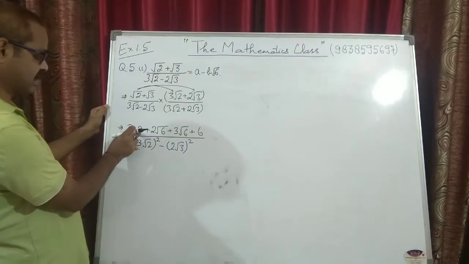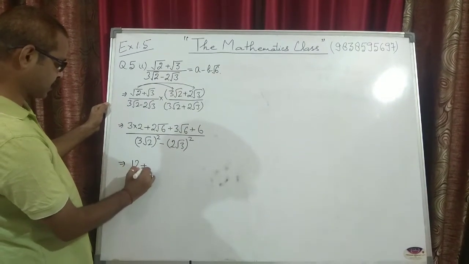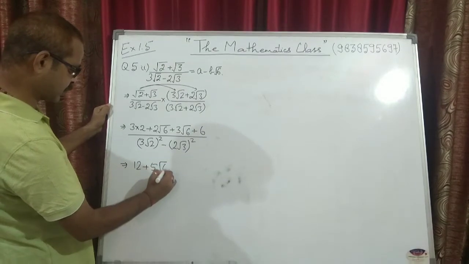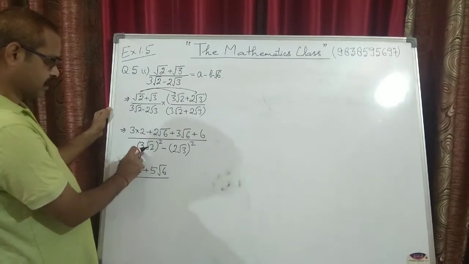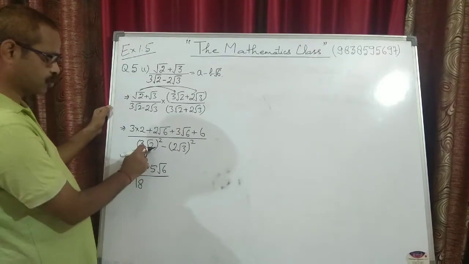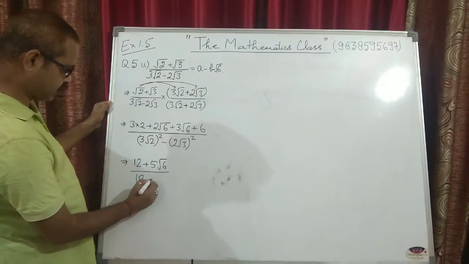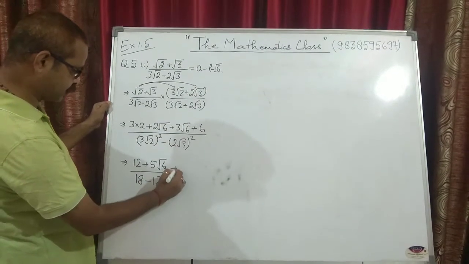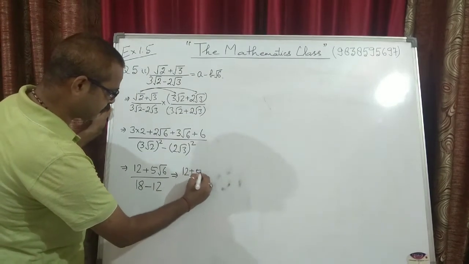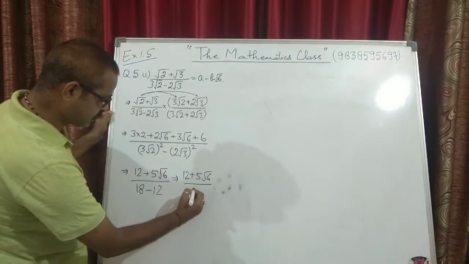Now when you solve that, 6 and 6 is 12, plus 2 and 3 is 5 root 6 upon 9 into 2 is 18. This is 3 square is 9, root 2 square is 2. So 9 into 2 is 18, 2 into 4 is 8, into 3 is 12, minus 12. That gives you 12 plus 5 under root 6 upon 18 minus 12 is 6.